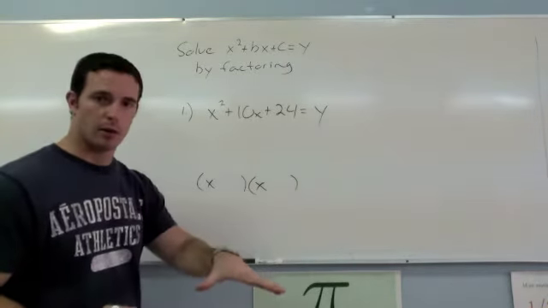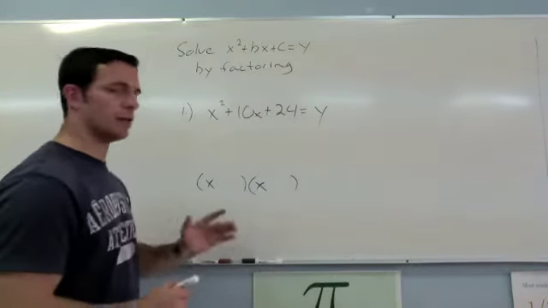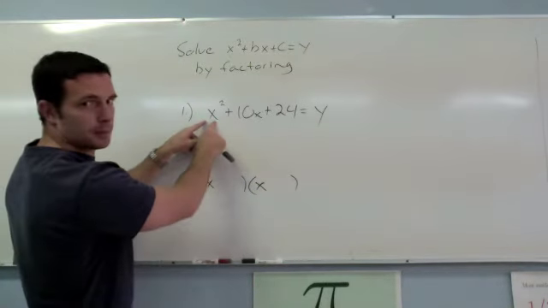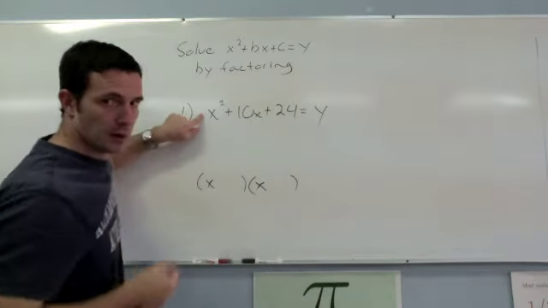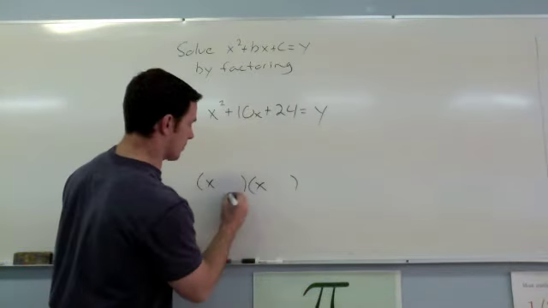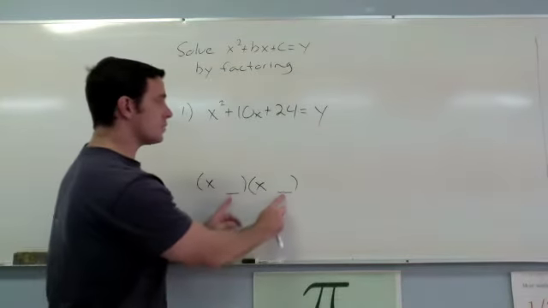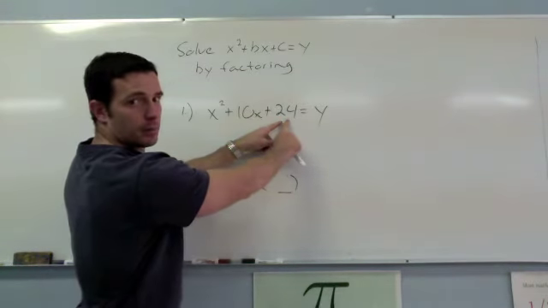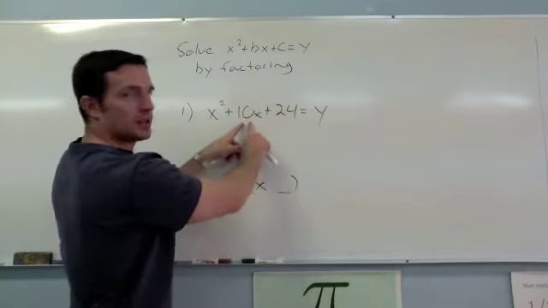When we do FOIL, remember, first, outside, inside, last. When you multiply these two together, they give me this here. So these have to be x and x in order to get x squared. What I'm looking for now are the two numbers in the back. There should be a number here and a number here. When these two numbers get multiplied together, they have to equal this number. When these two numbers get added together, they must equal this number.